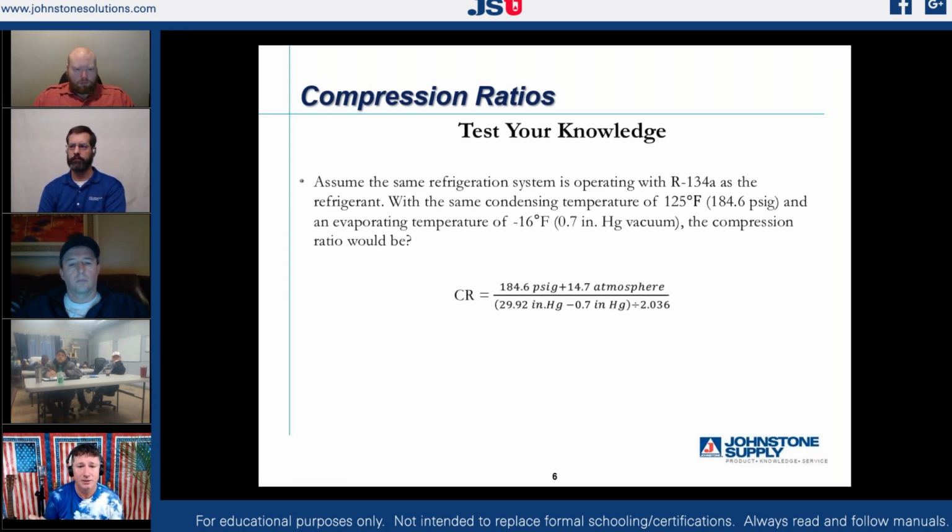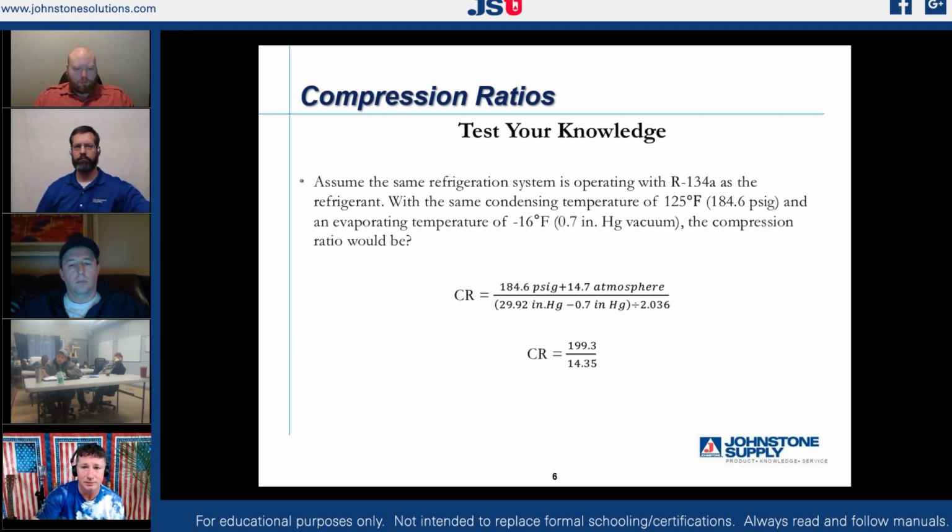So what I would do is, we know that to go from gauge pressure to absolute, we have to add our 14.7, roughly, to get our atmospheric adjustment so that we get absolute pressure. So we assume that the operating pressure is 184.6 on our high side. All we're going to now do is take our high side pressure plus that 14.7, and then we're also going to make our adjustment on our evaporator side, our low side. So this one's actually in inches of mercury, so it's a little bit different conversion, but we're going to take the gauge pressure, since that one was operating at 0.7 inches of vacuum, we're going to do our 29.92 minus our 0.7, divide that by the 2.036, so that it gives us our actual ratio between our discharge and our suction.